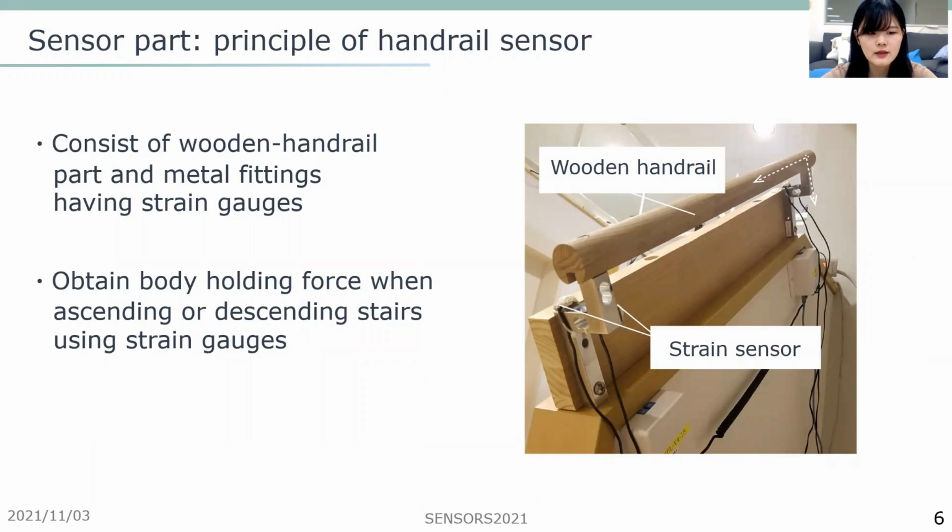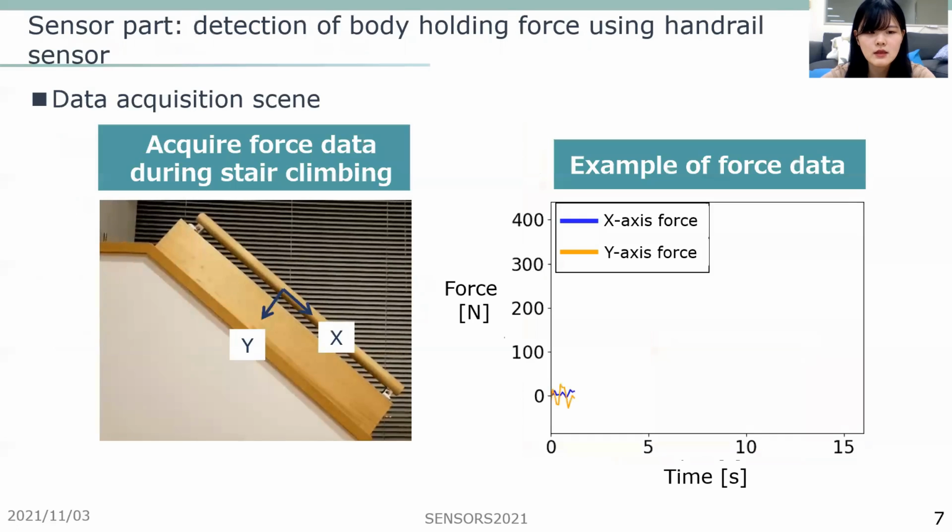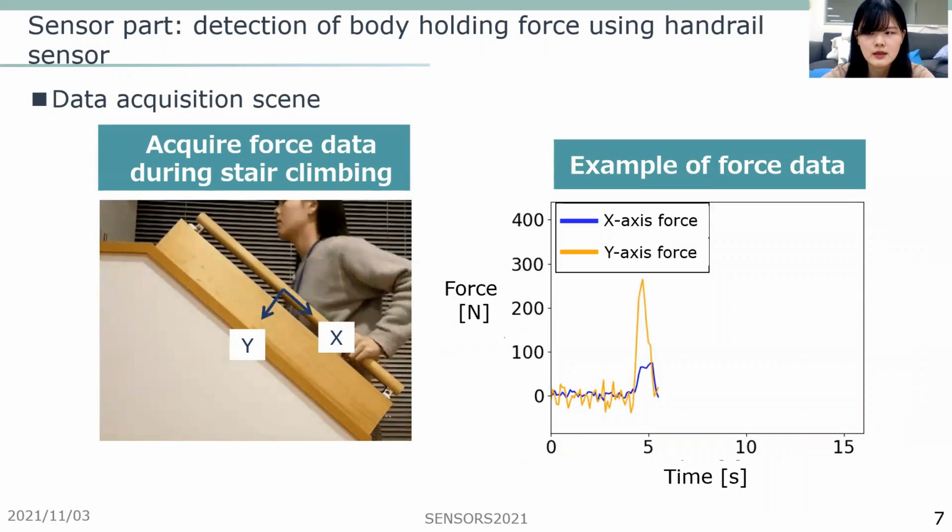Next, I will describe the Handrail-Shaped sensor. The sensor consists of a wooden railing and metal fittings. In addition, the fitting is equipped with biaxial strain gauges to obtain the load on the handrail. This slide shows how the handrail sensor is acquiring the data.